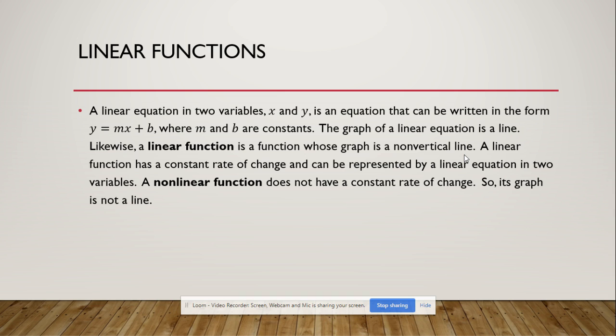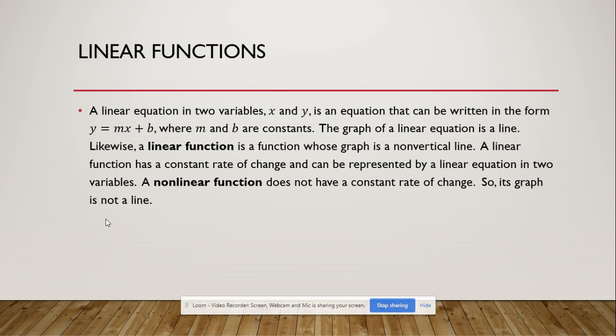A linear function has a constant rate of change and can be a linear equation in two variables. Okay, so a linear function has a constant rate of change. That is going to be very important. A nonlinear function does not have a constant rate of change, so its graph is not a line. So what makes a constant rate of change?